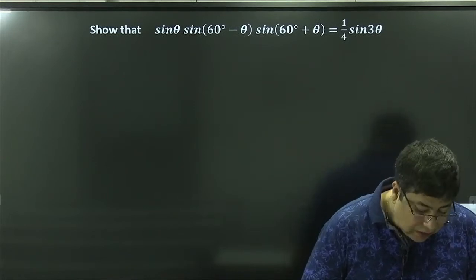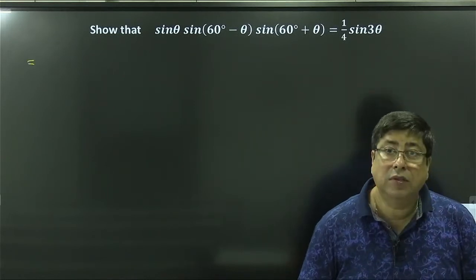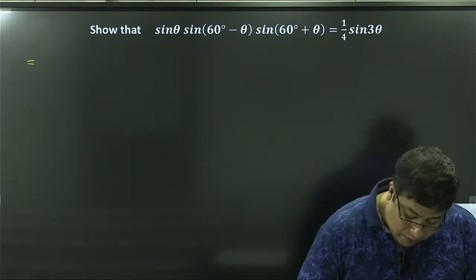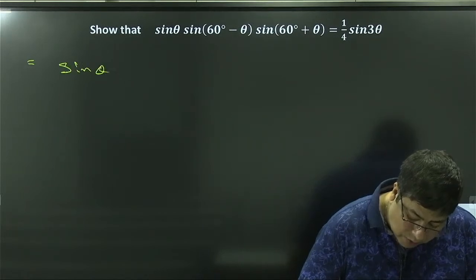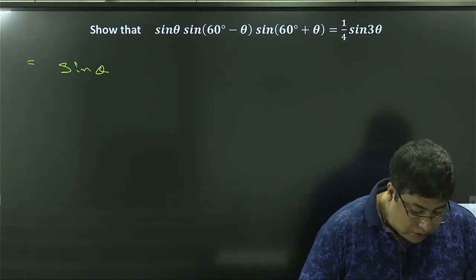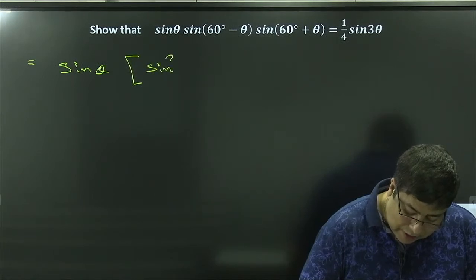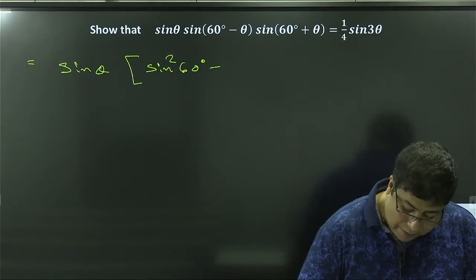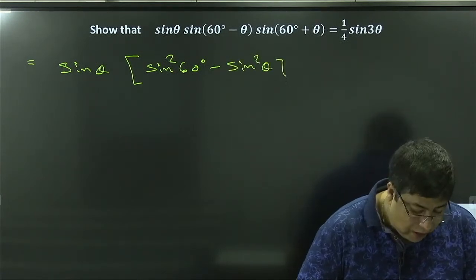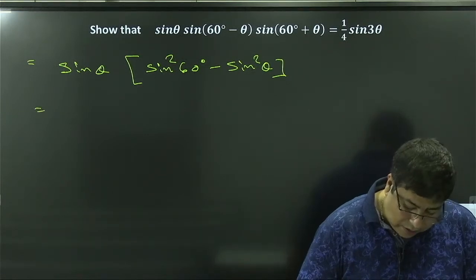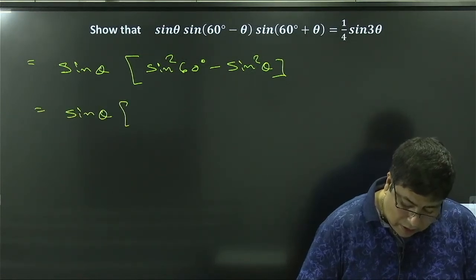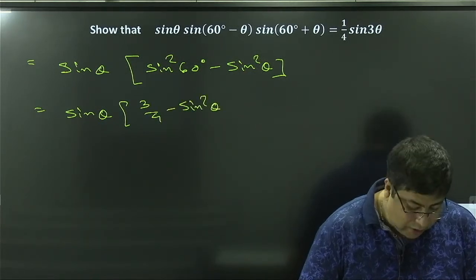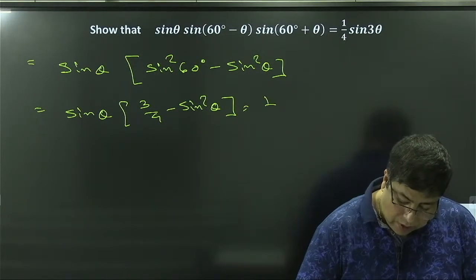This is simply sin(a+b) into sin(a−b), which gives sin²a − sin²b. Keeping sin θ aside, I am solving this. So sin²a − sin²b is sin(a+b) sin(a−b), and here we are getting sin θ times (sin²60° − sin²θ), that is (3/4 − sin²θ). Okay, this is coming 1/4.